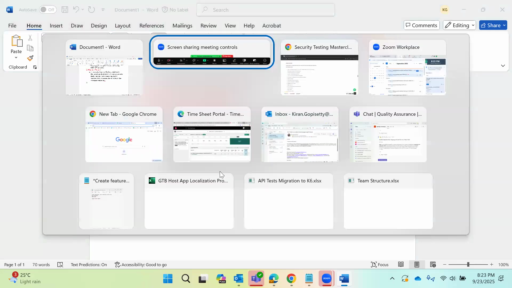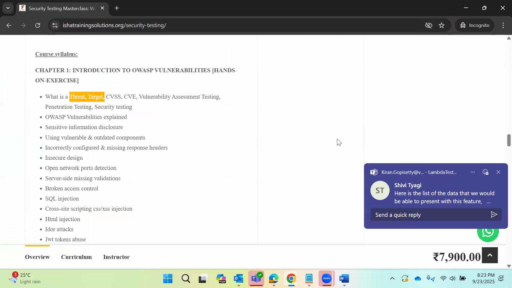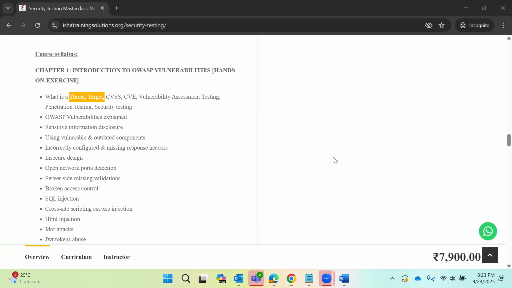So we have discussed the two terminologies, what is a threat and what is a target. Any questions until this point? From anyone, any general questions, feel free to ask, either on the chat or on mute.